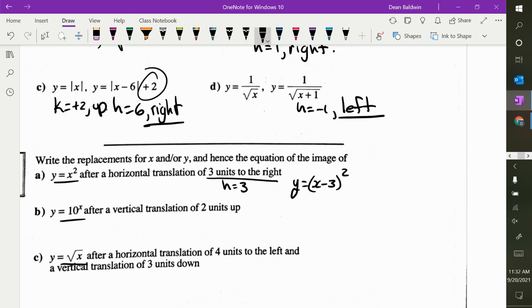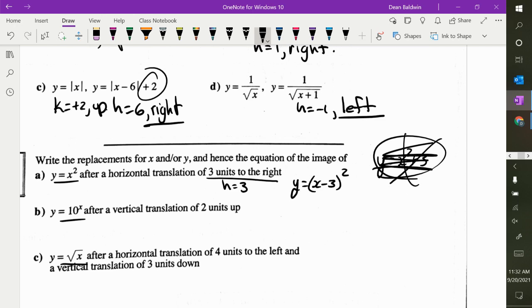Like that, right? It's not this. What would this be? That would be 3 up. If it's an h value, it's tied up with the x. Okay? So it's not that. All right. 10 to the x, vertical translation, 2 units up.